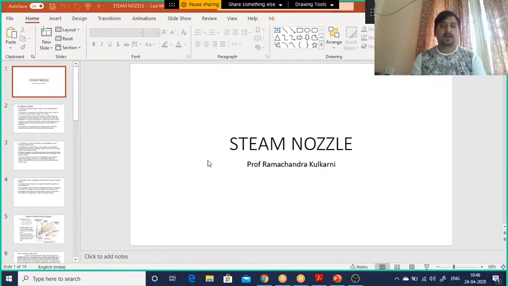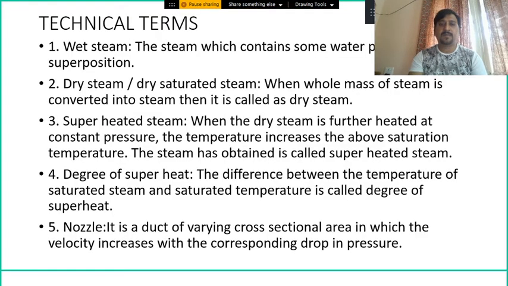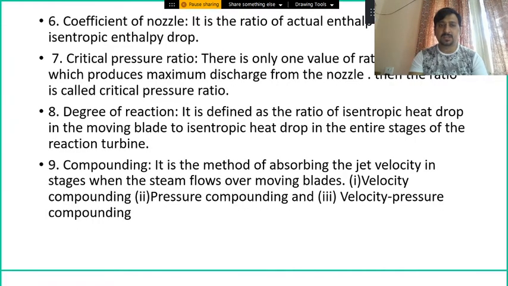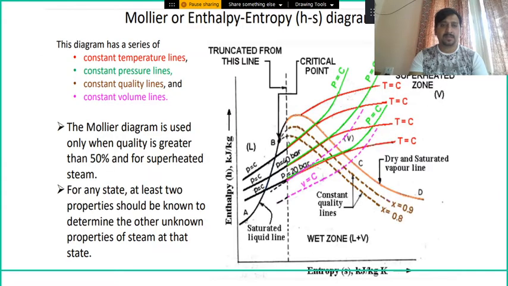Okay. In the last session I showed you some definitions regarding the steam nozzle: wet steam, dry steam, superheated steam, degree of superheat, what is a nozzle, coefficient of nozzle, critical pressure ratio. All these definitions I explained in the last session. In this session I also explained the Mollier chart, correct? Have I explained it or not?